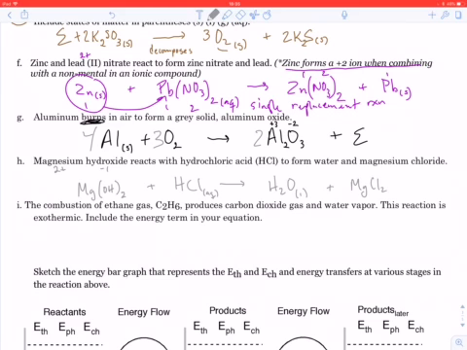I need to balance my reaction. If we look over here, the challenge here is that I have 2 oxygens. So I know I'm going to need a 2 here. So I have this 2 here. That gives me 4 hydrogens. If I put a 2 here, that gives me 4 hydrogens on the reactant side. 2 chlorines, good to go.